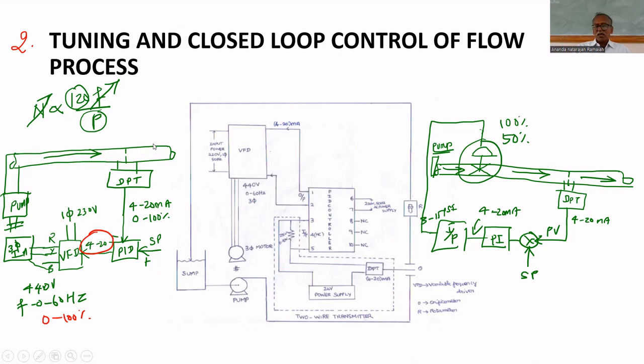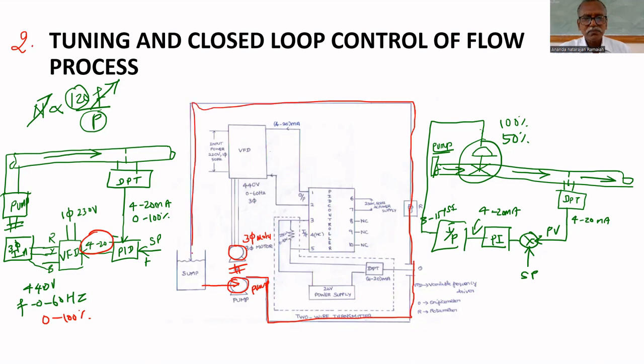So this is the arrangement that you are having in the lab. So here, this is the pump, coupled with three-phase motor. This is three-phase motor coupled with the pump. So it depends upon the speed of the motor. Flow rate will be taken from the sump, delivered to this pipeline. It goes through this way, and again it comes to the sump. So this way the flow rate is there.